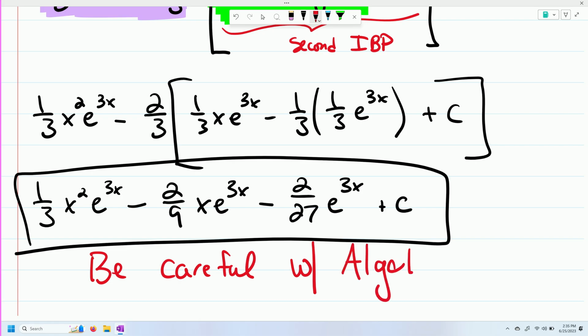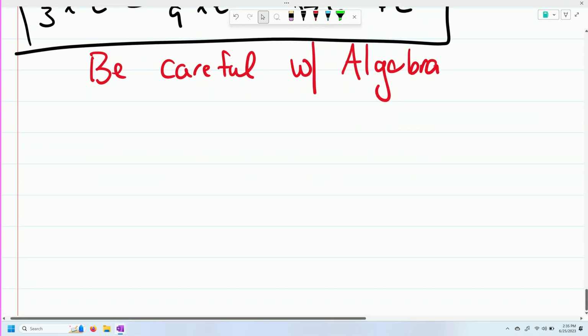All right? Because the majority of the time, when I'm helping students out with calculus, it's not really the calculus that I'm helping them with. It's the algebra. So please, please, please be very careful with this, okay? Now, the next example is our second special case.